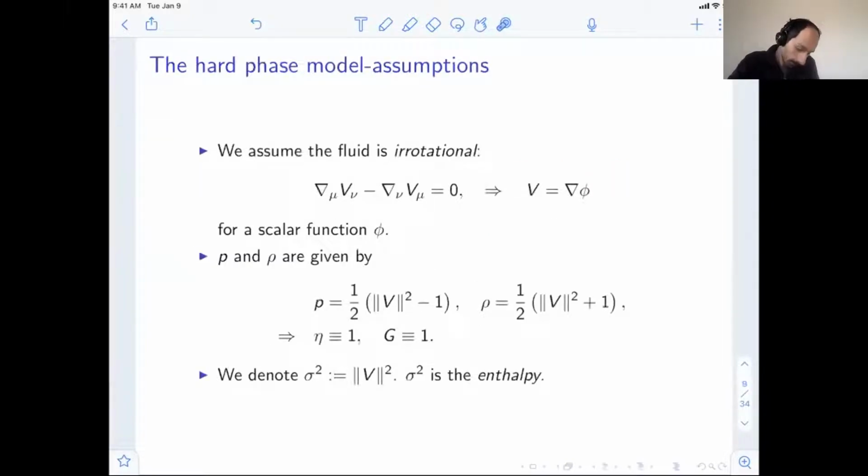Okay. All right. So in this case we will also use the notation sigma squared. In this case, sigma squared is known as the enthalpy for this gradient of this magnitude of V squared. Okay. So these are the general assumptions of this hard phase fluid. So you see that it's going to be curl free. The d of V is 0, and like I just discussed, when G is equal to 1, the fluid is also going to be divergence free.